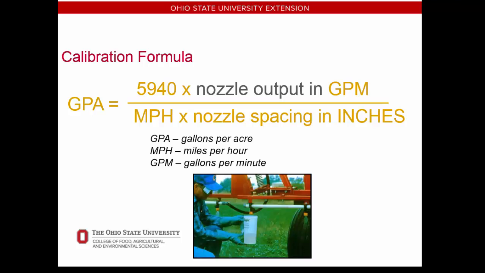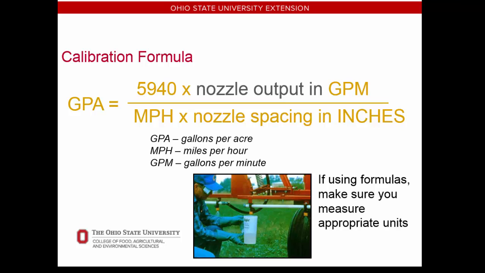It is critical when you use a formula to make certain you measure using the appropriate units. If the formula is in gallons per minute, make sure the number you measure is in gallons per minute. Because if you used ounces per minute in the formula, your calibration would be off by a factor of 128.